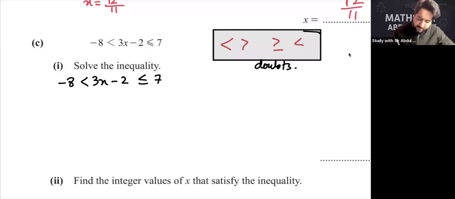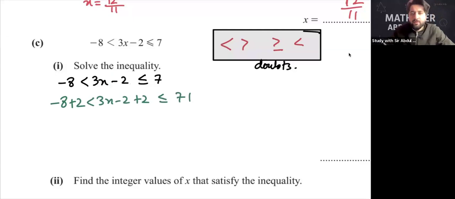Let's isolate x. First of all, I want to eliminate the negative 2, so I will add 2 here, here, and here. Why did I add 2 everywhere? Just to eliminate this 2. So negative 8 plus 2 is negative 6, and that's negative 6 less than 3x less than or equal to 9.